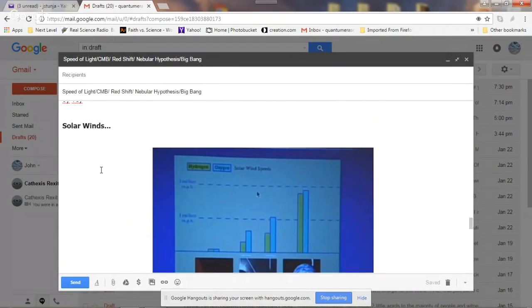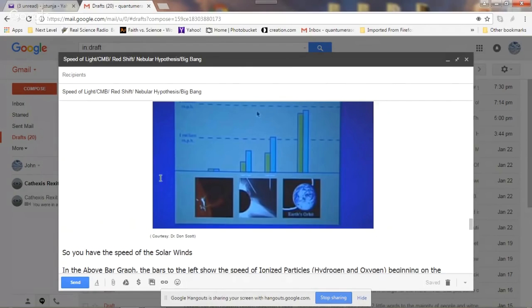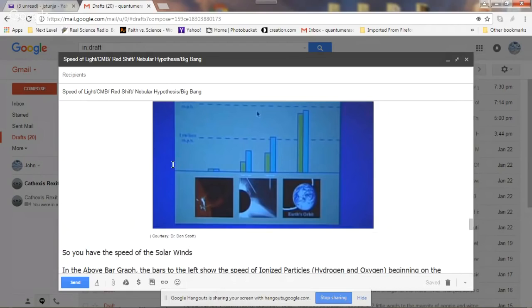These are the solar winds and the speed of the ionized particles. This is hydrogen and oxygen. And as you can see, I don't know if you can see this, it's real blurry on mine too. This is 1 million miles per hour right here. And this is 2 million miles an hour here.